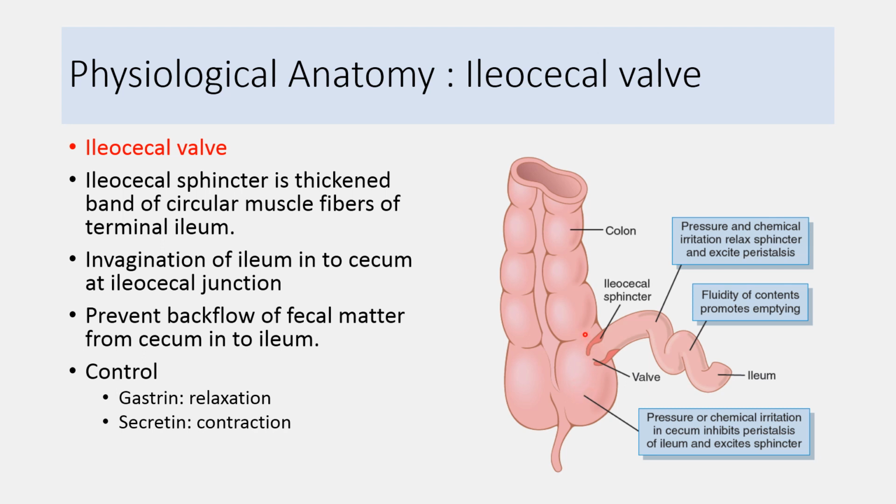Whenever pressure inside the cecum is high or chemical irritation is present inside the cecum, it increases the tone of the ileocecal sphincter and prevents emptying of the ileal contents into the cecum. The ileocecal valve is also controlled by gastrointestinal hormones like gastrin, which promotes relaxation of the ileocecal sphincter, and secretin, which promotes contraction of the ileocecal sphincter and prevents emptying of the ileal contents into the cecum.